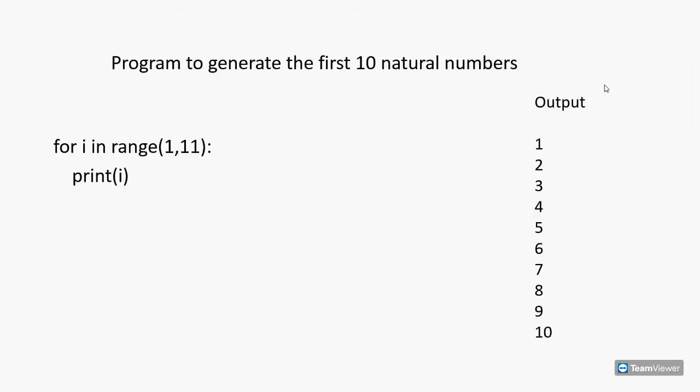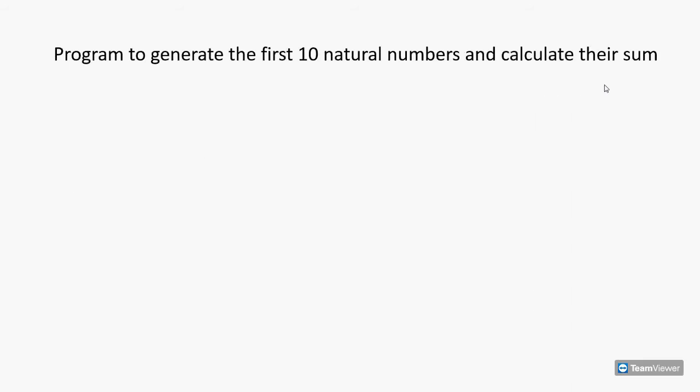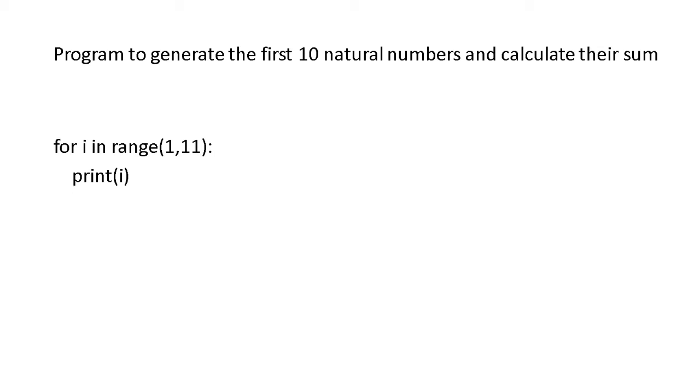Okay, so now let us move to the actual program where we will be calculating the sum of these 10 natural numbers as well. To generate the list of first 10 natural numbers, we'll be using the same program that we just completed, and this would be like this. But here we want to calculate the sum now. We will take a variable sum and assign a value of 0 to it initially. Then in the sum variable, we want to add all the 10 natural numbers that are being generated by the range function.